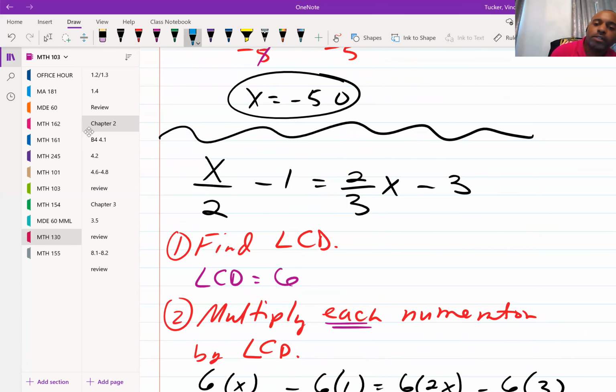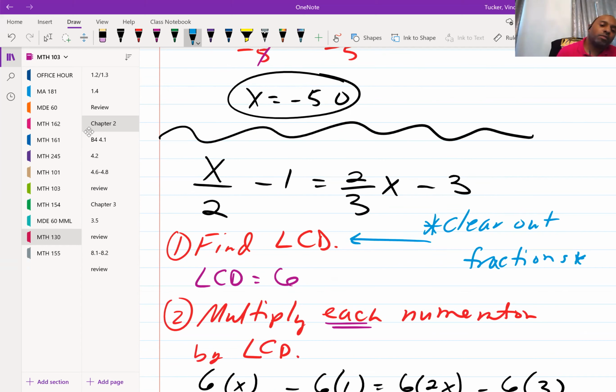Now, if you have fractions, if you want, you can clear out your fractions. Here we have x over 2 minus 1 equal to 2/3 x minus 3. So now if you want to clear out your fractions, here are our steps.